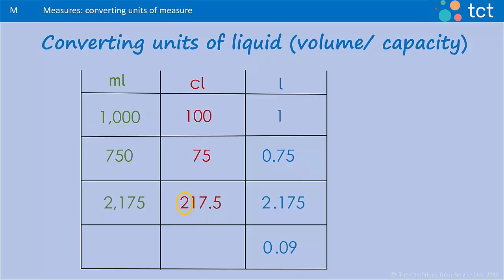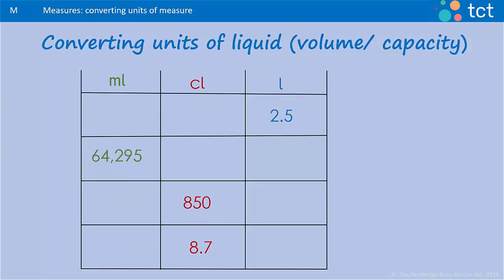The last one, just working back the other way, we have 0.09 litres. That's far less than a whole litre. We need to multiply that by 100 to work out what that is in centilitres. And that's 9 centilitres. And to find the millilitres, we either multiply the litres by 1,000 or we multiply the centilitres by 10. We have 90 millilitres.